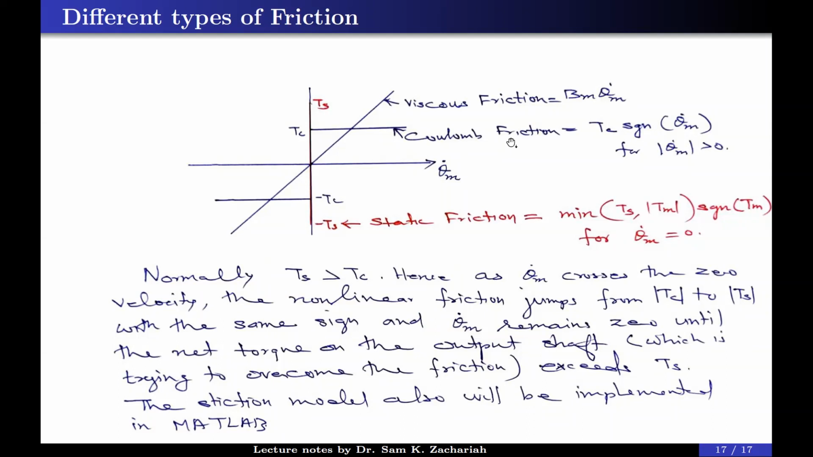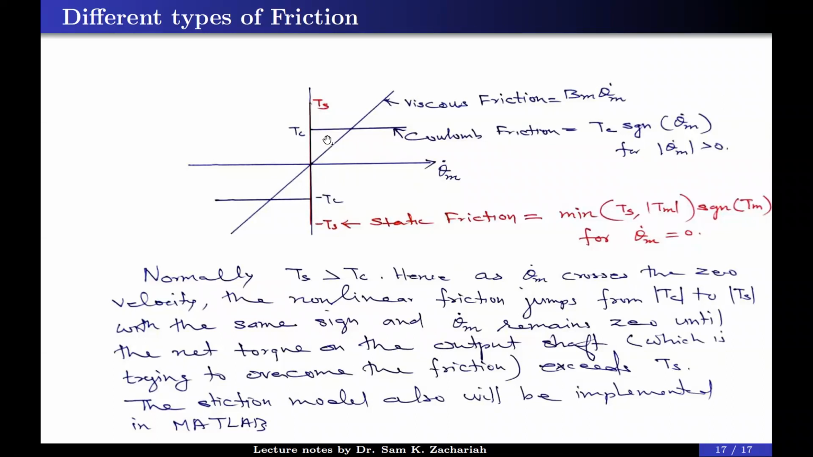It is linear. The other is the Coulomb friction part, the discontinuous part. It is having plus Tc or minus Tc, or it can be written as Coulomb friction is Tc into signum function of theta m dot. That is applicable only when the magnitude of theta m dot is greater than zero. While it is running, it's also called running friction. So running should have a definite non-zero velocity.